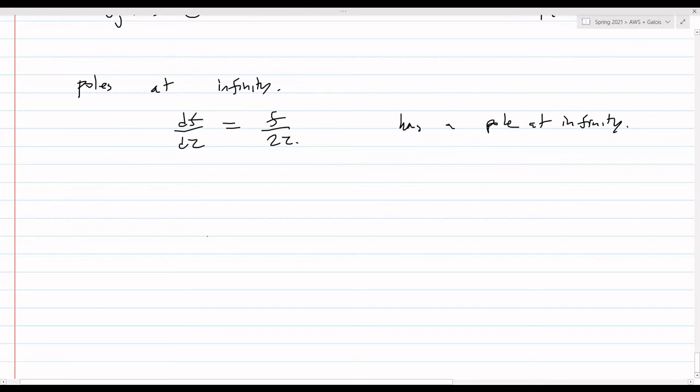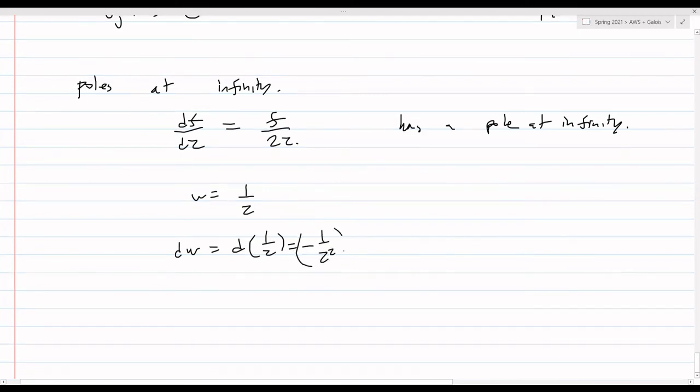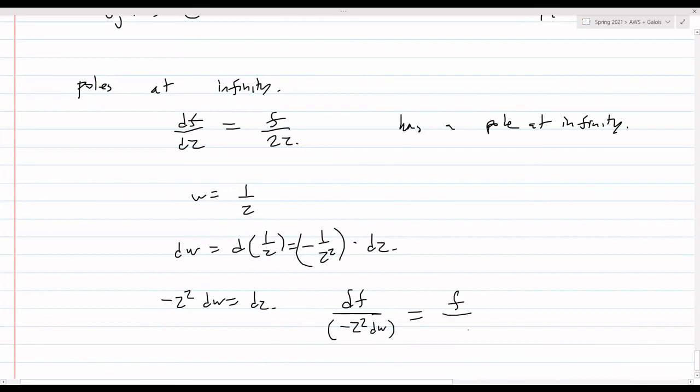The reason it has a pole at infinity is because if I do the change of variables w equals 1 over z, then dw is equal to d of 1 over z, so I need to take the derivative of 1 over z, which is negative 1 over z squared times dz. And so that's what's happening here. Then I plug this in, or in other words, negative z squared dw is equal to dz. And then I plug this into my differential equation to see that df over negative z squared dw is equal to f over 2z.